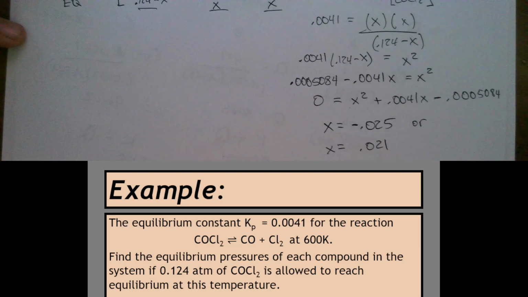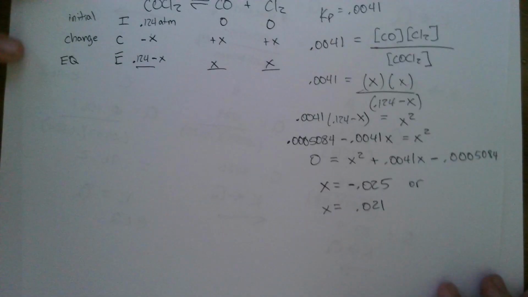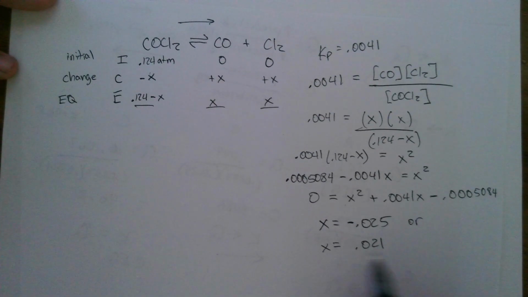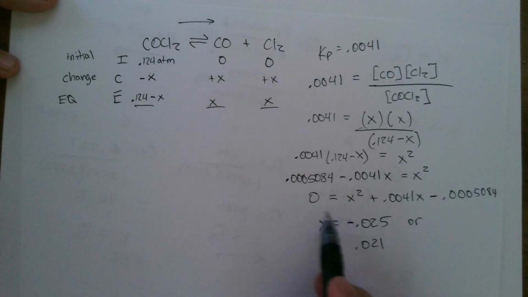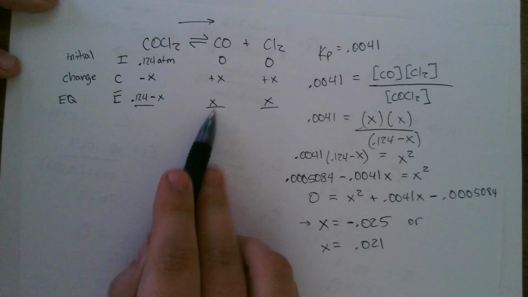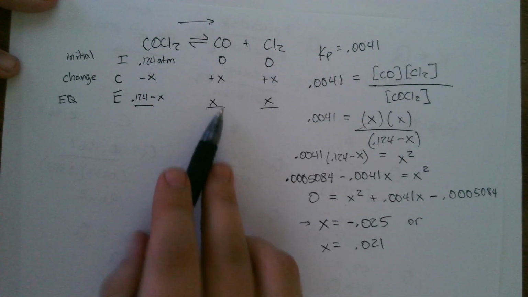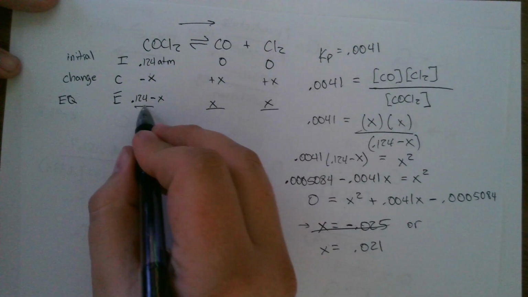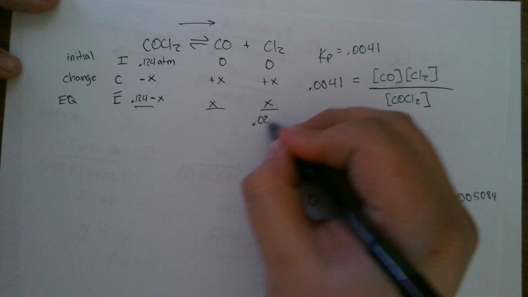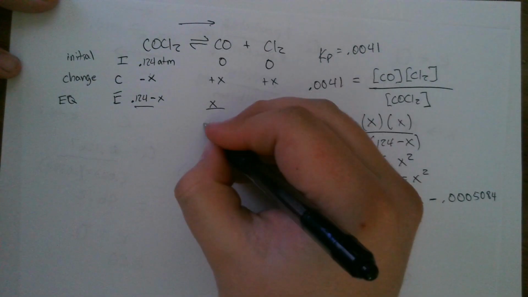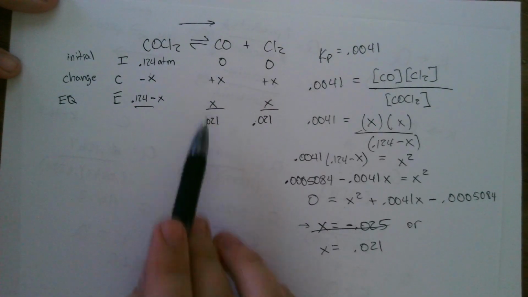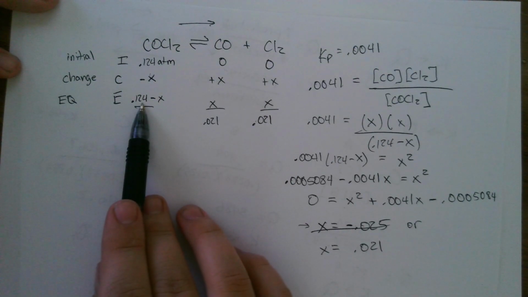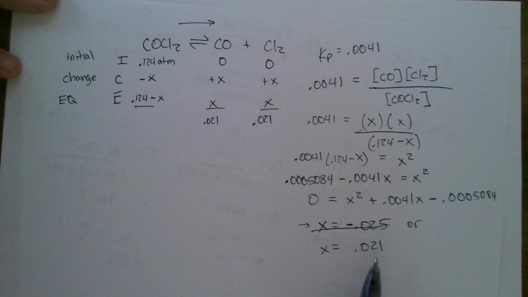Okay. I'm going to pull up just this so we can see the whole problem. All right, which of these is my right answer? Well, let's think about it. If this is the right answer, when I plug in for x, I'm going to have a negative amount of this carbon monoxide. Can't have a negative of something, so it's not the negative answer. x is 0.021. Okay, so that means 0.021 is my concentration of Cl2 and of CO, because they just equal x. And then this one, I just do the math, 0.124 minus 0.021.